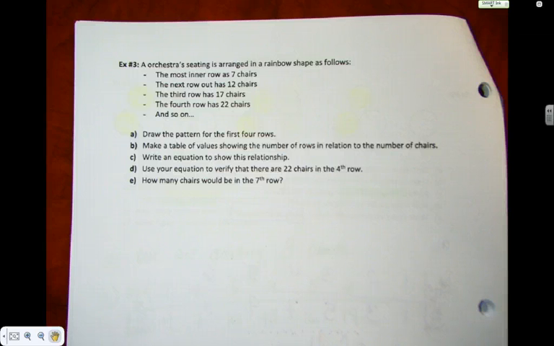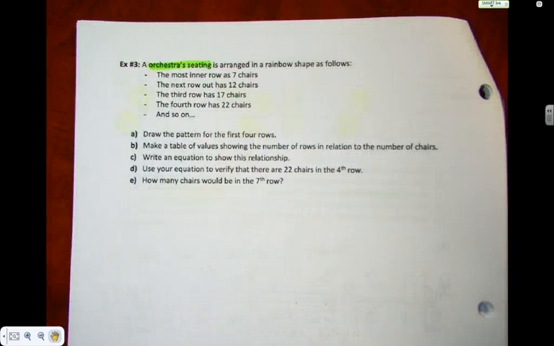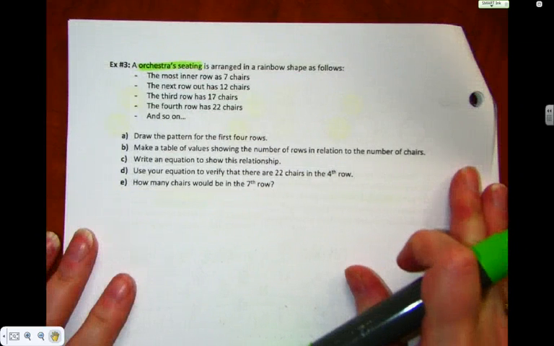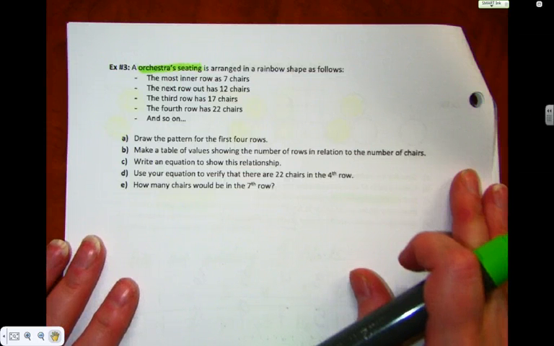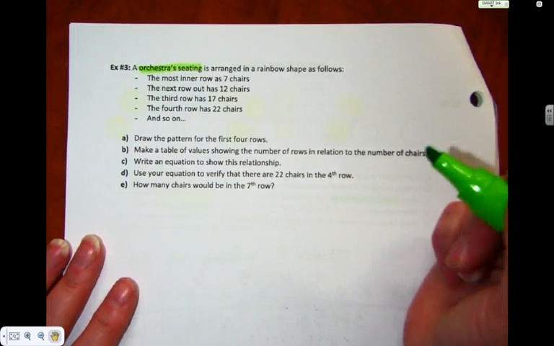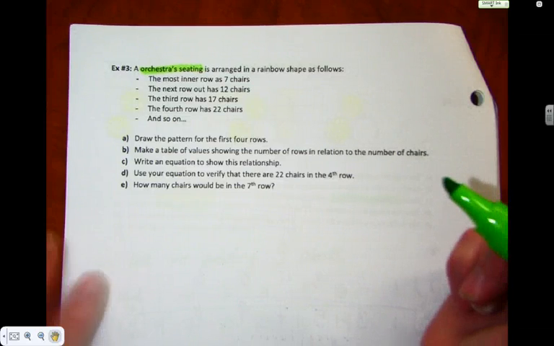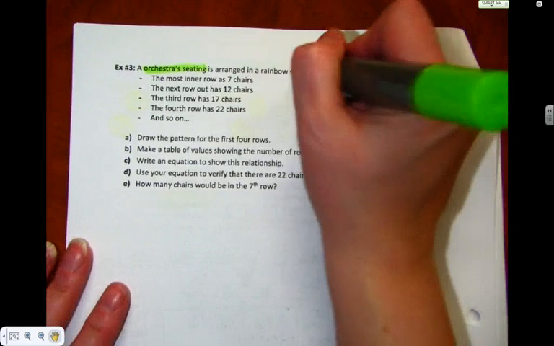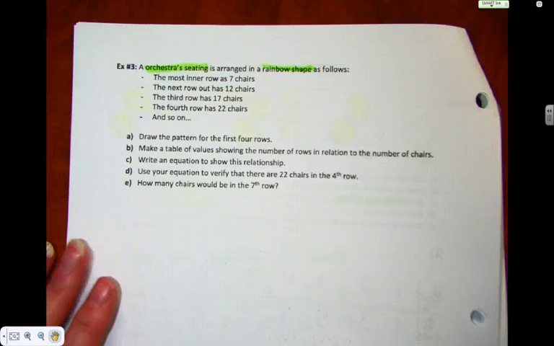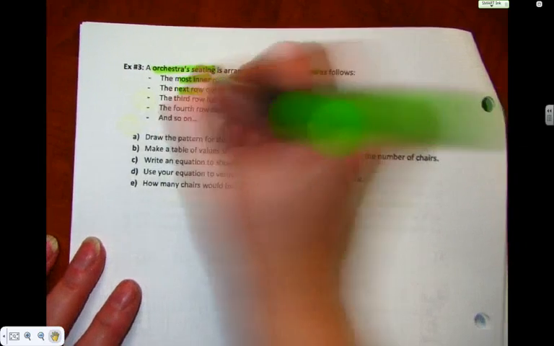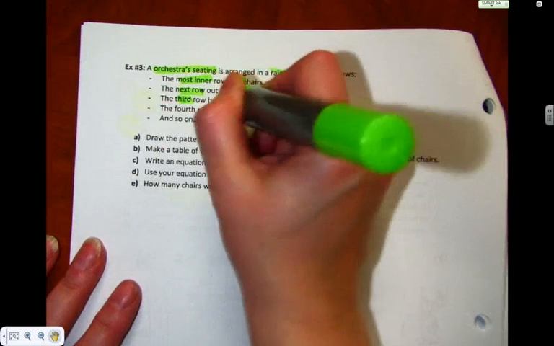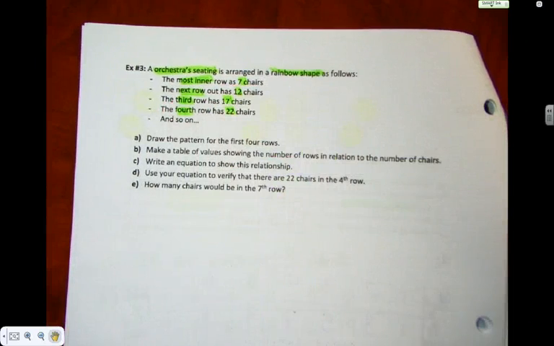Now let's deconstruct it. What's important? Well, it's something about an orchestra seating. What else is important in that first sentence? So I'm just on the first line. There's still something else that's important. Rainbow shape, so it's telling you what the diagram's going to look like. The most inner row is 7. Next row is 12. Third row, 17. Fourth row, 22.